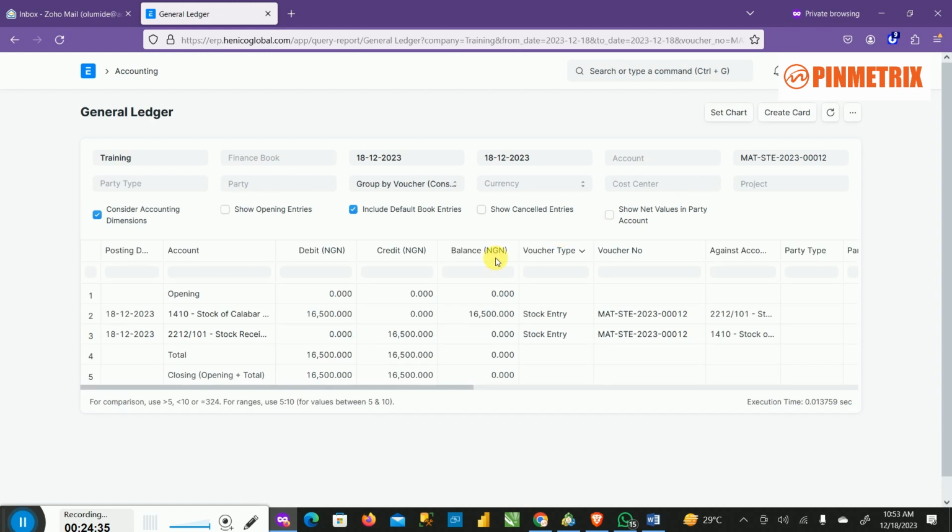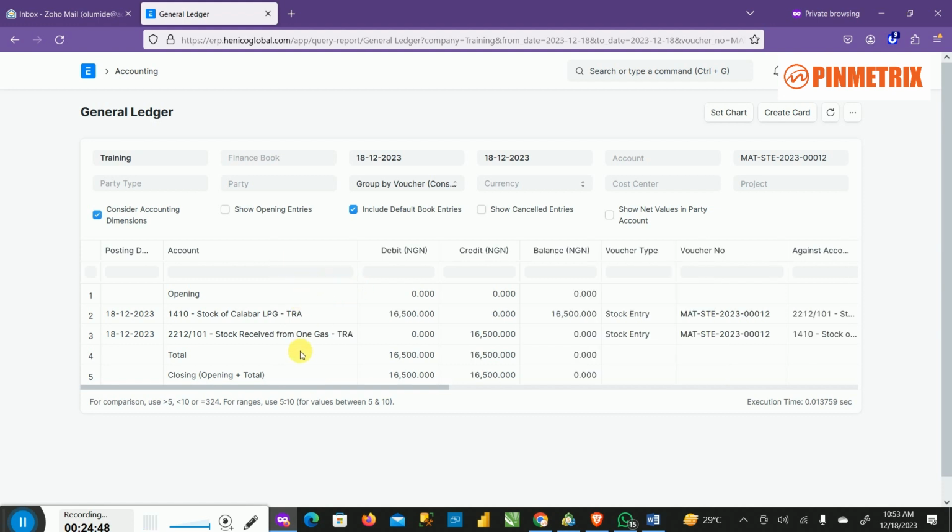So the accounting ledger would show that stock of Calabar is debited. Can you see? Why stock received from One Gas is actually credited. You understand? So with that, you can easily know that, okay, this is what you collected from this particular party.